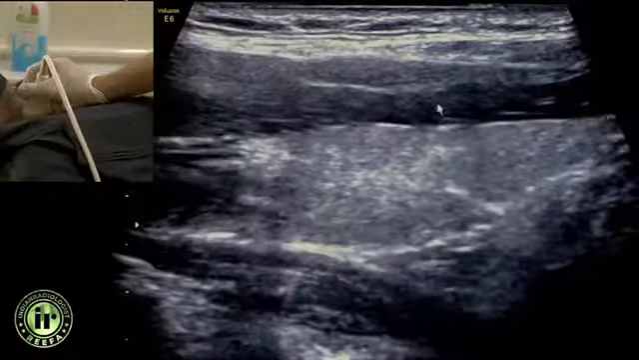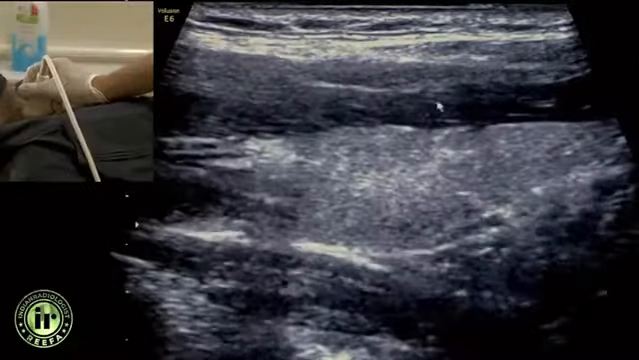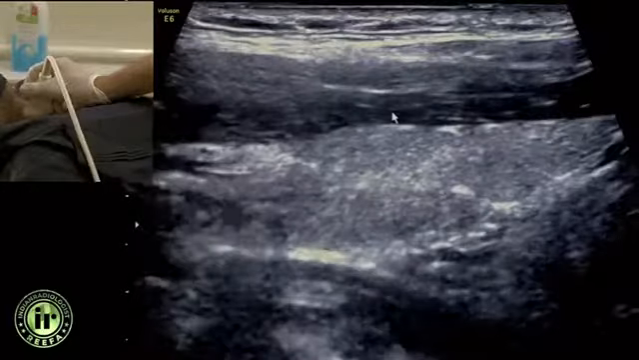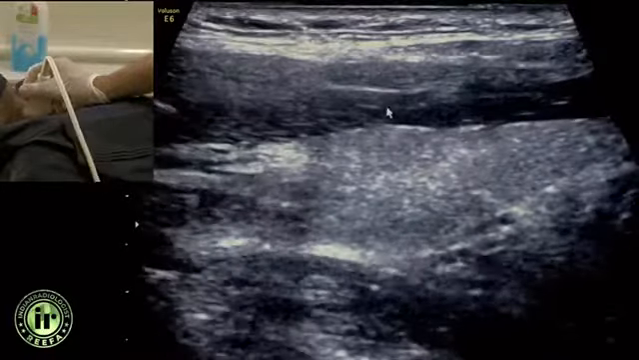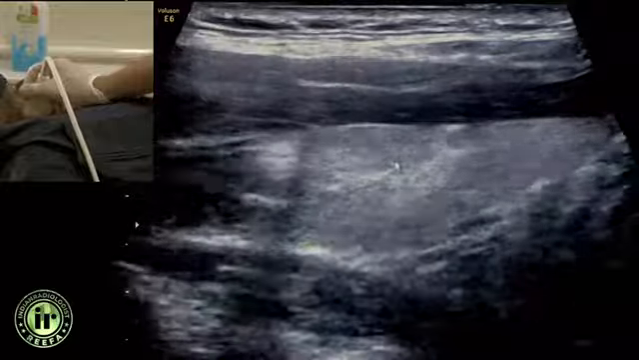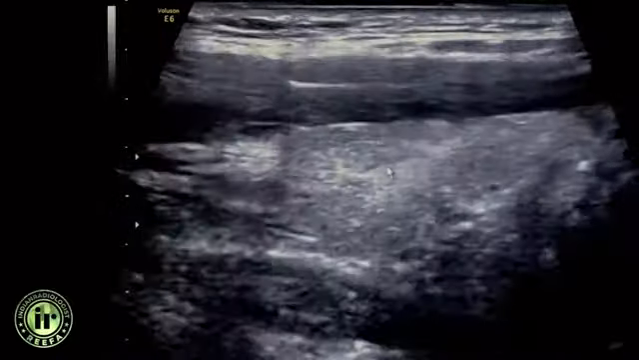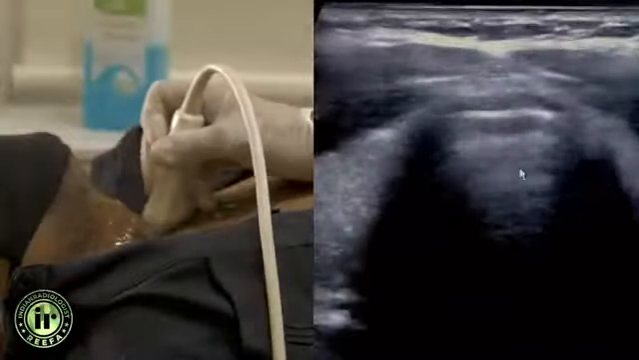These are the strap muscles here which lie anterior or superficial to the thyroid gland. Note the echo pattern of the strap muscles. They are much lower than that of the thyroid gland that is seen here. So we finish seeing the right side. We look for change in echo pattern. We look for any nodules or mass lesions.